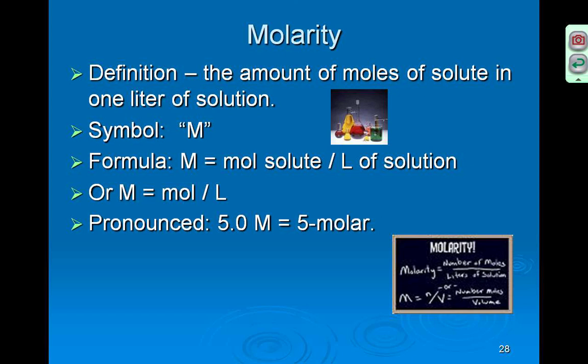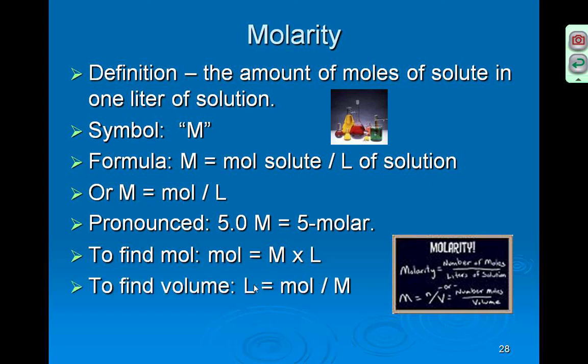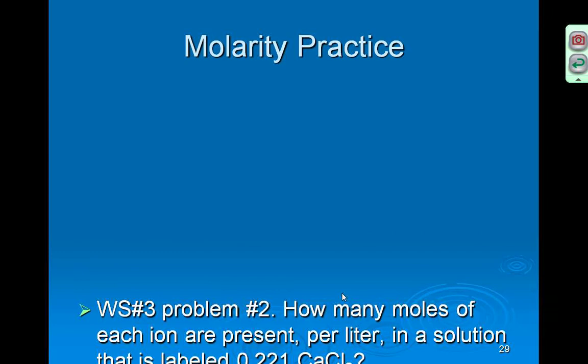So if you had a solution labeled with 5.0 M, it would mean it's 5 molar. It's pretty concentrated. So if you want to find moles, it's molarity times liters. If you want to find liters, it's moles divided by molarity. I'm not sure what I just said.